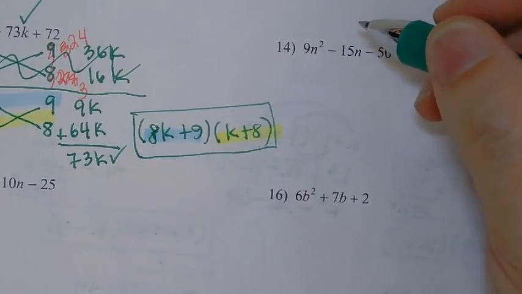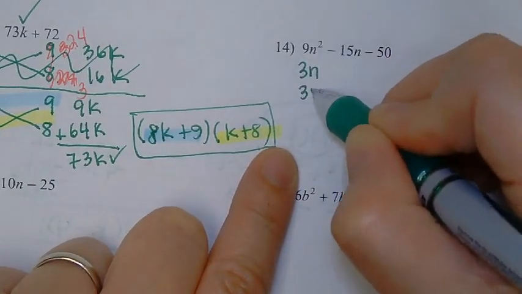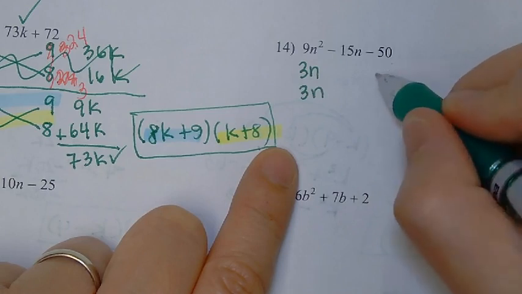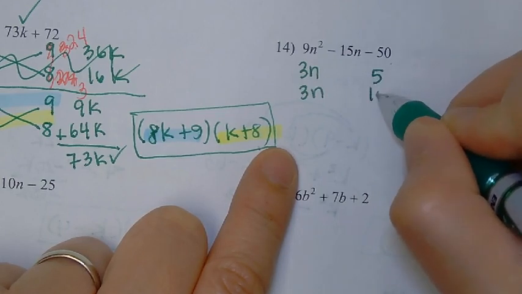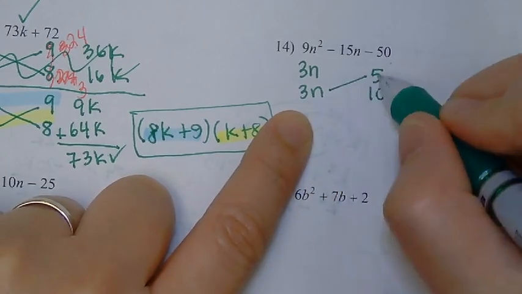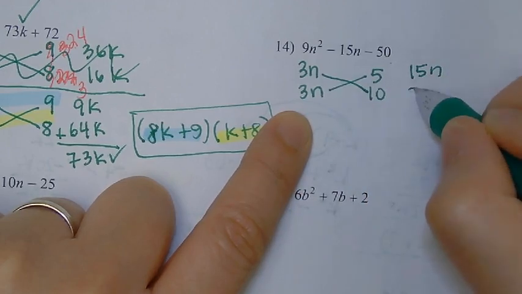Okay, we have 3 more of these problems. Let's try 3 and 3 for this first one. 5 and 10. Let's try it. 5 and 10, because 5 times 10 is 50. 3n times 5 is 15n. And then 3n times 10 is 30n.